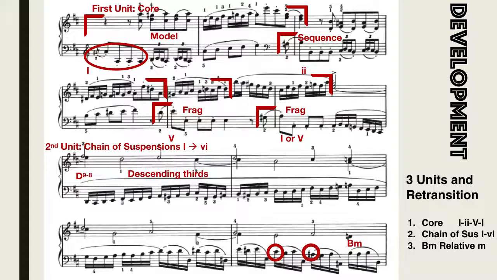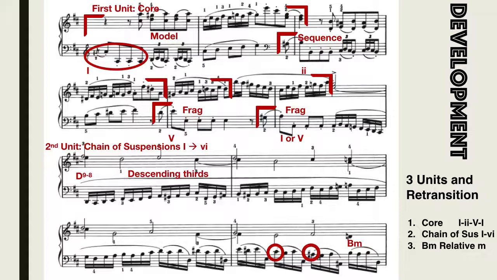The other thing that's noteworthy is that there is a 1-2-5-1 harmonic progression in this. We just barely saw that in the closing theme, and I find it interesting. And then we're followed up by the second unit. It's a chain of suspensions. I have labeled it as 1 going to 6.